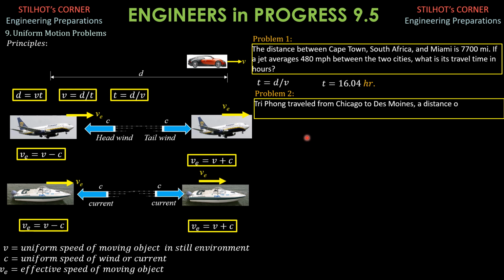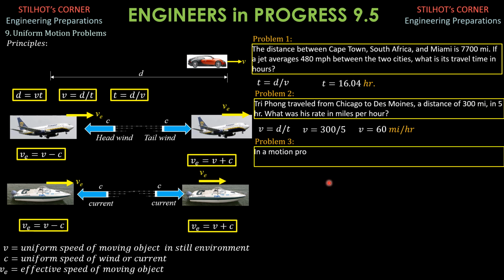For the second problem, Traipong traveled from Chicago to Des Moines, a distance of 300 miles in 5 hours. What was his rate in miles per hour? So this time, the average rate is distance over time. The distance is 300 miles and the time is 5 hours. So 300 divided by 5 hours is equal to 60 miles per hour, or mph.